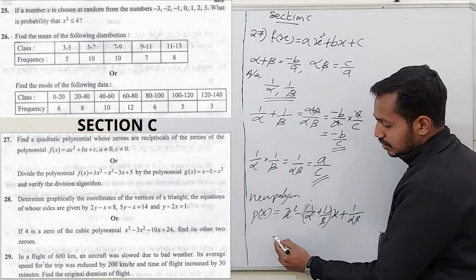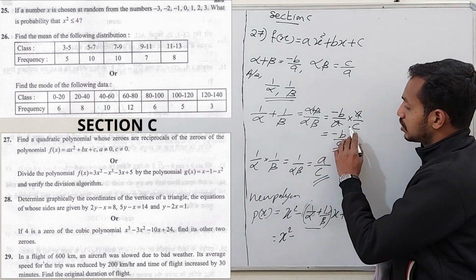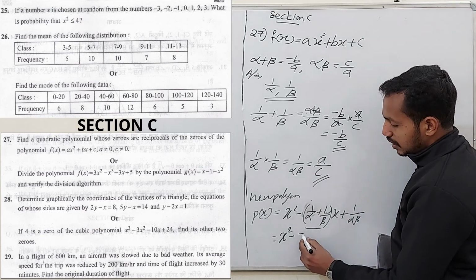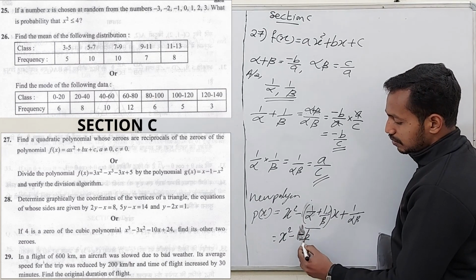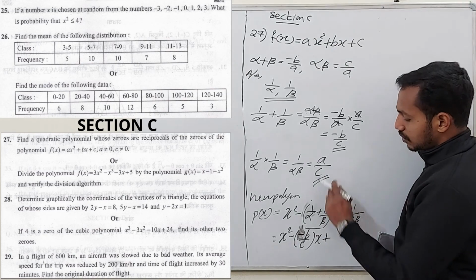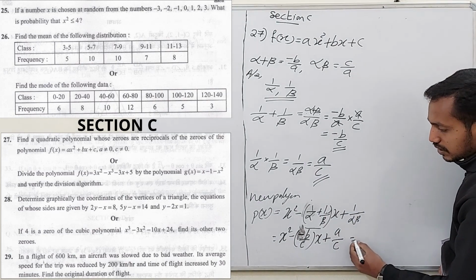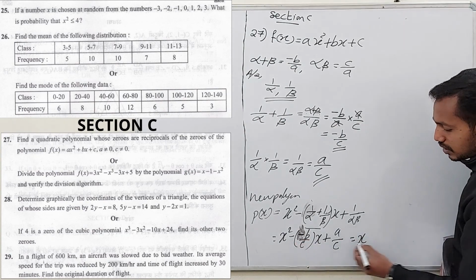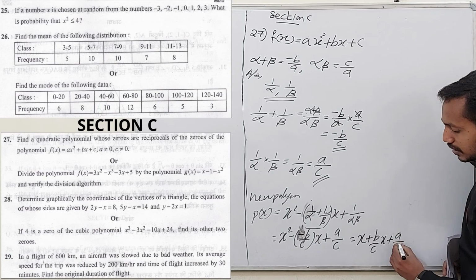Then that is equal to x square minus, what is the sum of the zeros we have got, minus b by c, minus b by c x plus alpha beta we have got, that is a by c. Clear? So the final answer we will get is x square minus of minus b, will be plus b by c x plus a by c.